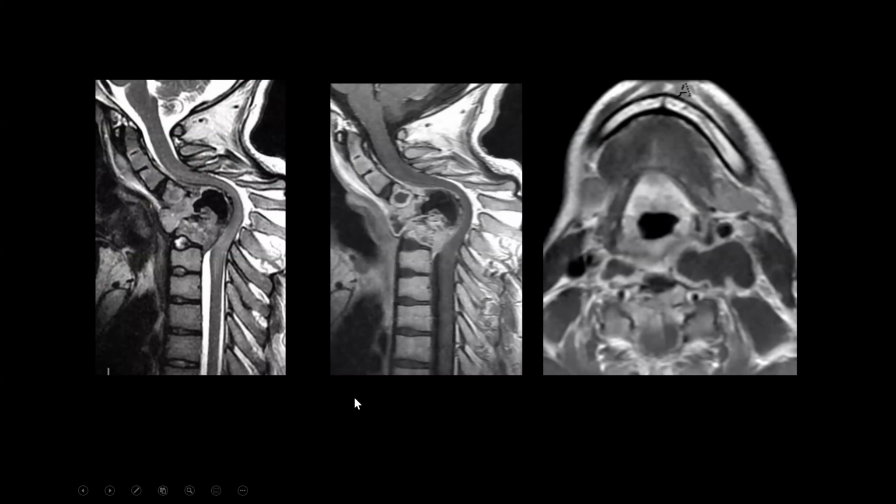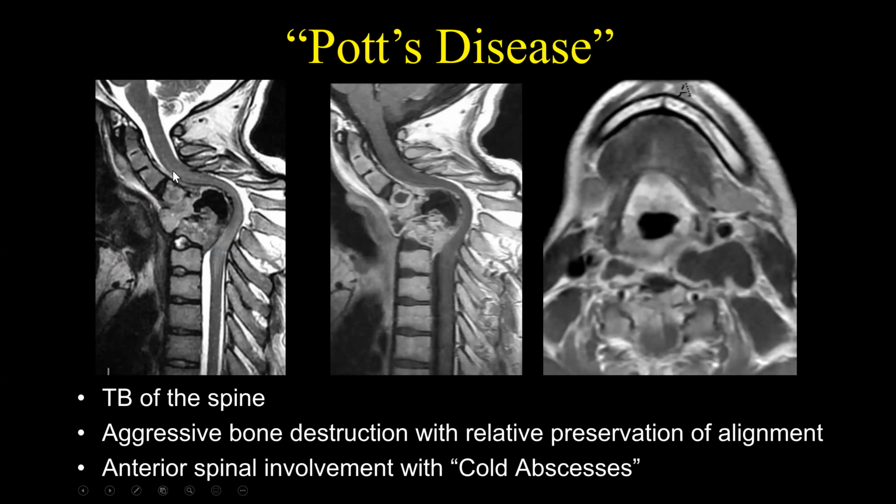And this is the more common appearance of tuberculosis that you're probably used to seeing. This is Pott's disease. So this is an example of relative preservation of the spine. We can see that despite all of this destruction, the spine is relatively well maintained.